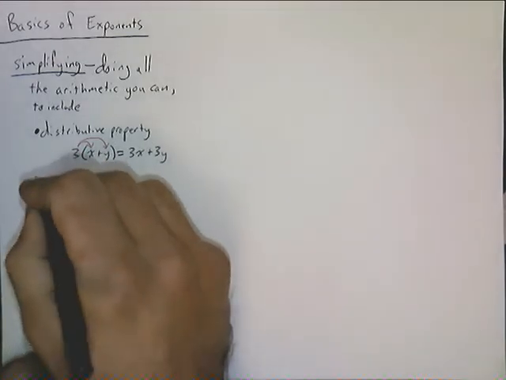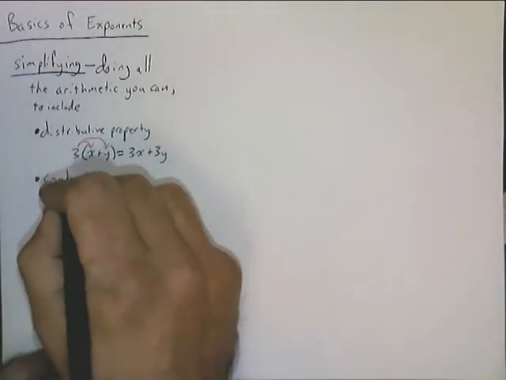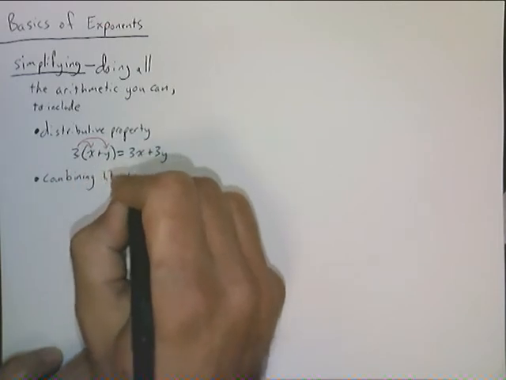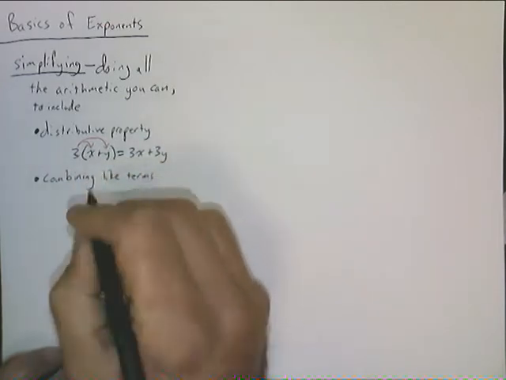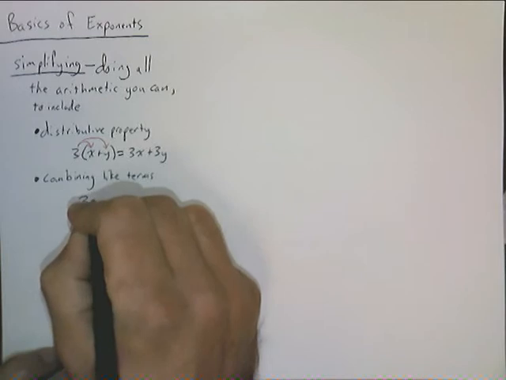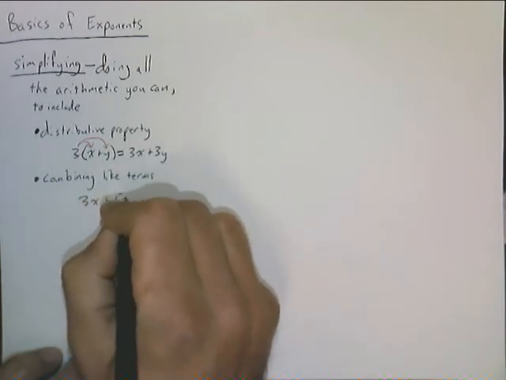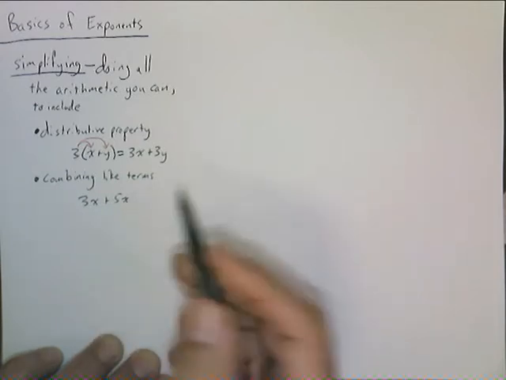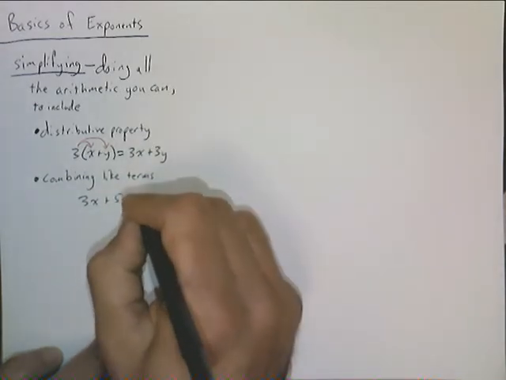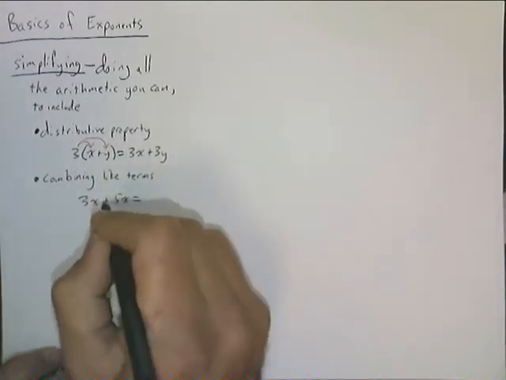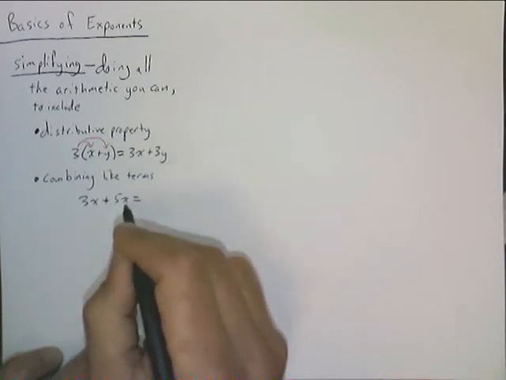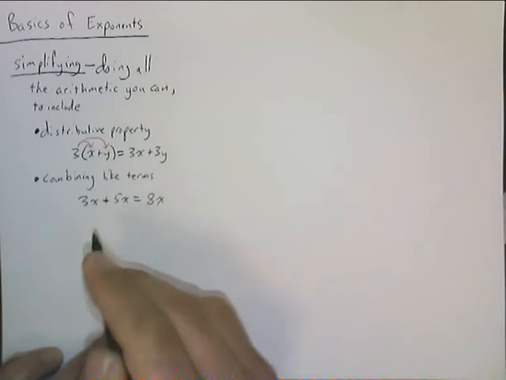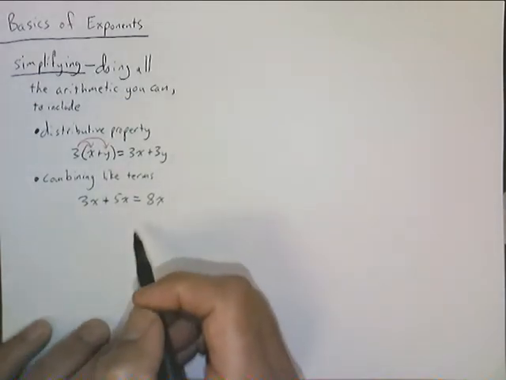The next thing we have to also do is combine the like terms. All right, so if we had something like 3 times x plus 5 times x, well, we don't know what 3 times x is because we don't know what x is, and similarly for 5 times x. But we can actually do this addition here. 3x plus 5x is actually equal to 8x. So combining like terms is how we do this addition.